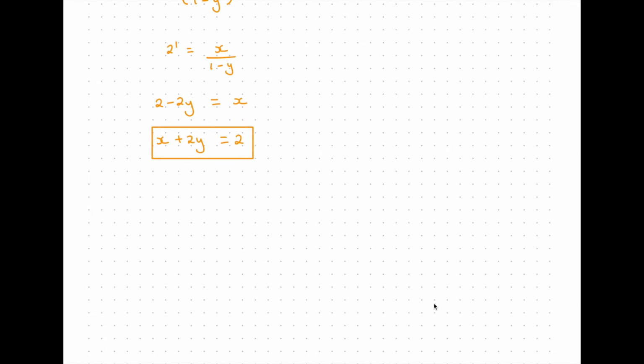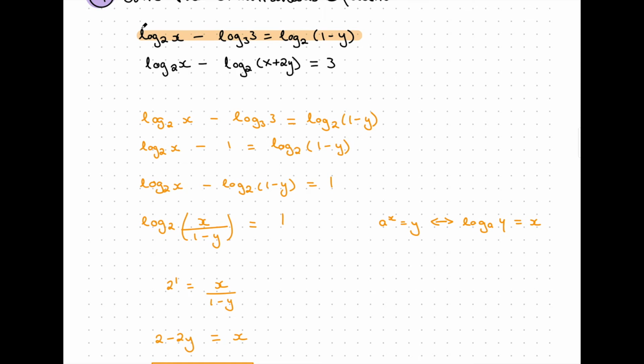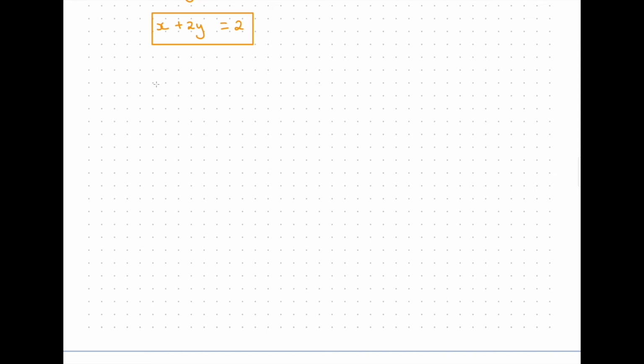So now that we have our linear equation, we're going to go back up to the other equation in log to the base 2, and we're going to see can we rearrange that so that we get a linear equation. So what we have is log to the base 2 of x minus log to the base 2 of x plus 2y. So straight away what we can do with that is we can write that as a single log. I'm just going to copy and paste it so we bring it down so that we can see what we're working with.